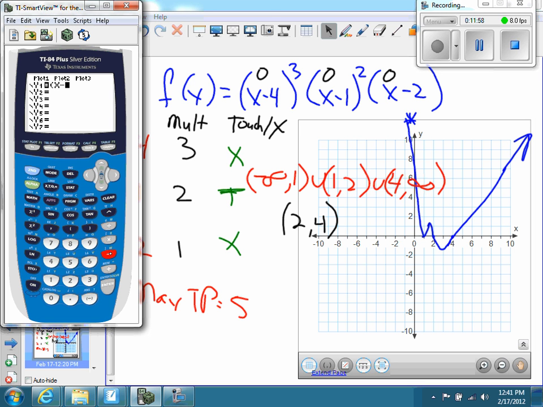x minus 4 in parentheses to the power 3. And then we have x minus 1 in parentheses squared. And then we have x minus 2, no power. Let's go zoom 6. It's not going to show us much. It does, it shows us the whole thing. That's a reasonable facsimile. So, okay, now I'm going to turn this off.